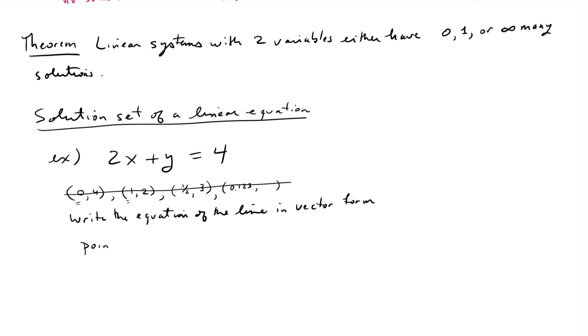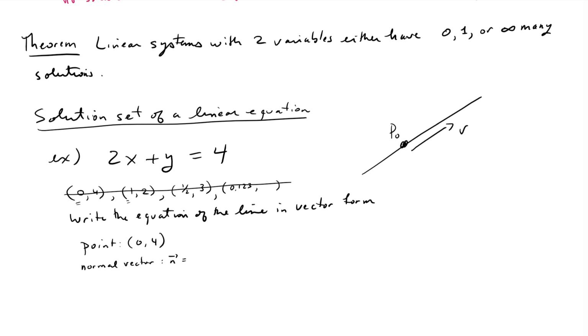Well, I need a point to write it in vector form. What do I need? If this is the line, I need a point and I need a vector that's parallel to the line. So what's a point on this line? Well, I've got one: 0, 4. Here we go. What's a vector that's parallel to the line? Maybe it's easier to come up with the normal vector.